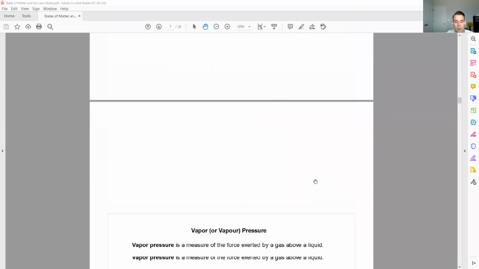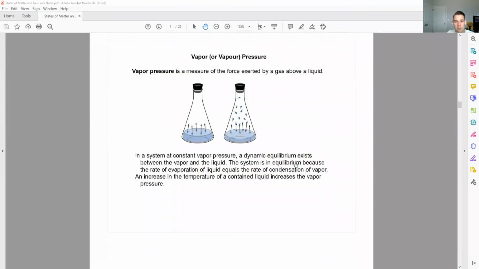So when we think about pressure, we want to be thinking about collisions. Vapor pressure is a measure of force exerted by a gas above a liquid. Okay, so it's the pressure of gas above a liquid. So in a system at constant vapor pressure, a dynamic equilibrium exists between the vapor and the liquid. The system is in equilibrium because the rate of evaporation of liquid equals the rate of condensation of vapor. An increase in the temperature of the contained liquid increases the vapor pressure.